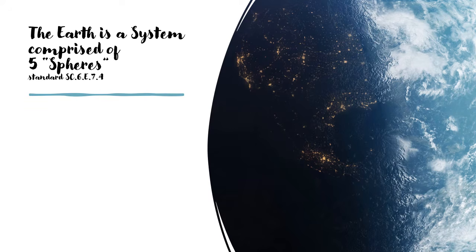All right, today we're going to talk about the Earth as a system. And this system is comprised of five main spheres. Some of those spheres sound familiar possibly, and some of them sound very different. So we're going to look at those different spheres today that make up the Earth system.